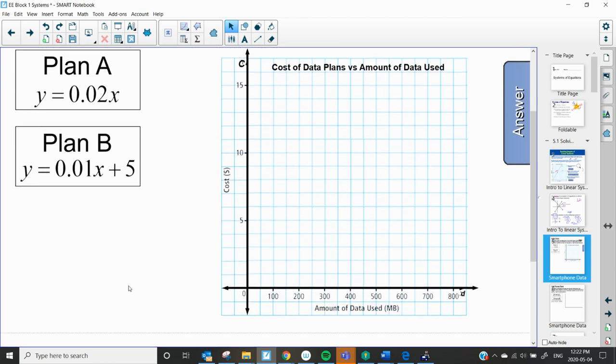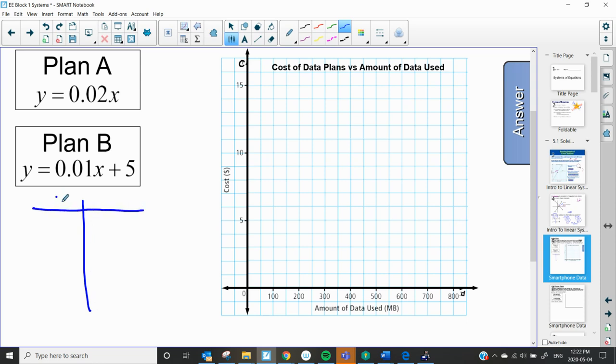So in order to graph these, we're going to make a table of values. We'll start off with plan A, with our x value and our y value. I've already got most of the graph drawn out here. Based on our scale, we're going up by hundreds. So I'm going to start at 0, and I'm going to go 100, 200, 300, 400, 500, and I'll go up to 600. Okay, so I'm going to graph all of these.